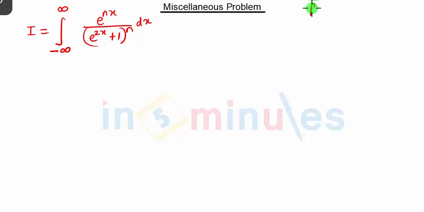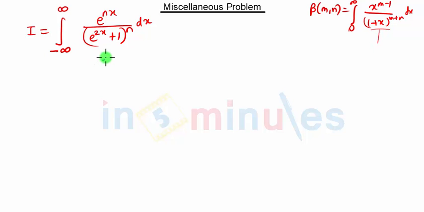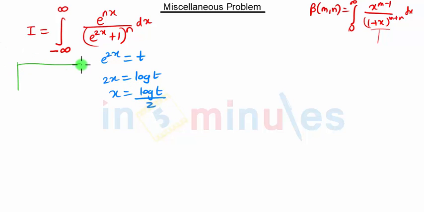So we have to make our integration in this format, that is integration of 0 to infinity x raised to m minus 1 upon 1 plus x the whole raised to m plus n into dx. So we have to make it in this format. So we want in the denominator 1 plus x term, so we put e raised to 2x equal to some other variable t. Then 2x will be log of t and x will be log of t upon 2. So now we are changing the variable, our limits of integration will also get changed. The initial variable is x and the new variable is t. X is going from minus infinity to infinity.